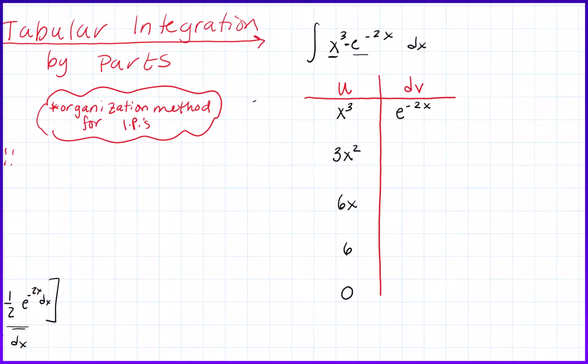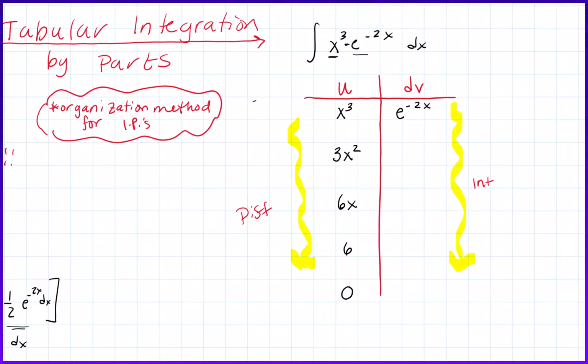Now, down the other column, so down this column, right, we were doing differentiation. Now down this column, we're going to do repeated integration because when we use integration by parts, we take the derivative of u to get du, and we take the integral of dv to get v. So down this column, we're going to do repeated integration.